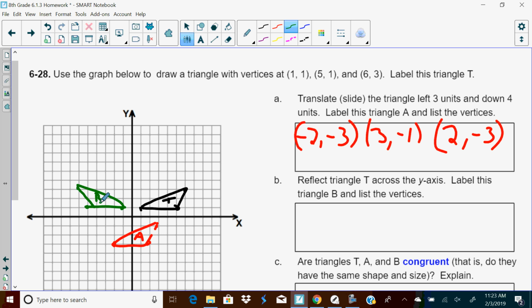So to list the new vertices, I now have it at -1, 1, -5, 1, and -6, 3.